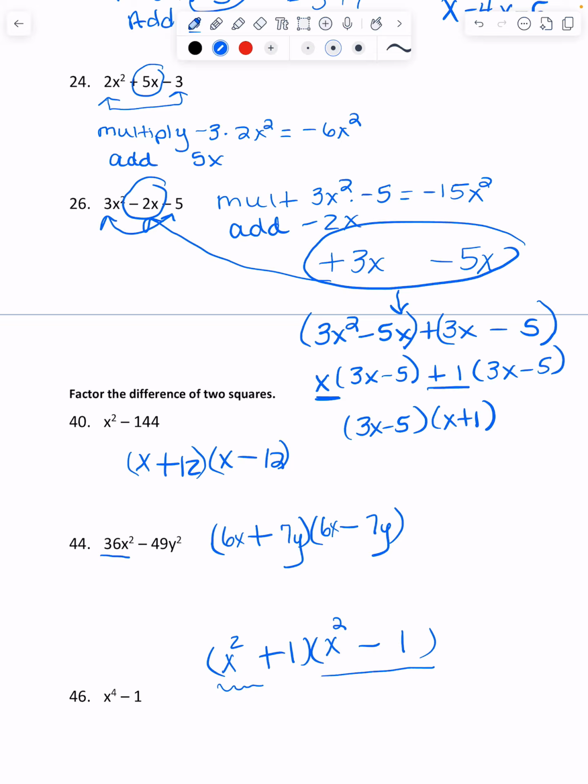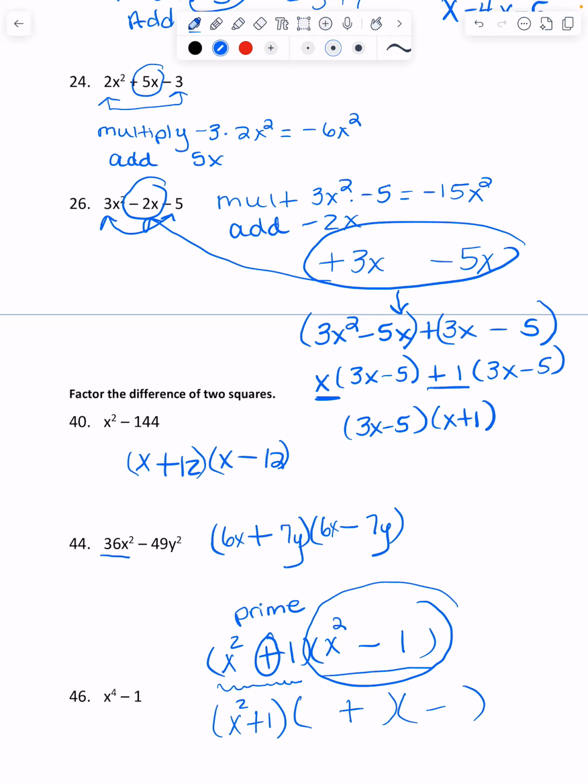What about this x squared plus 1? They are perfect squares, but they are sums of squares. And remember, sums of squares are prime, so I'm not going to be able to break that first bracket down. But it's still part of my answer. I'm just going to bring it down, and then I'm going to factor x squared minus 1. 2 sets of parentheses, plus minus. What do I square to get x squared? X and x. What do I square to get 1? 1 and 1. That is my complete answer.